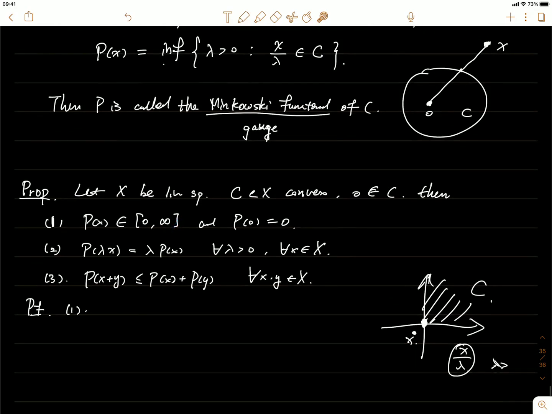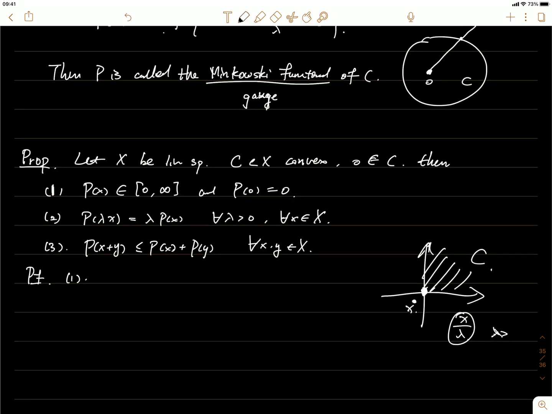Okay, so anything between could be possible, but it's always greater than or equal to 0. And when we look at 0, since 0 is already in C, you don't need to divide anything. 0 divided by lambda is always in C because it's always equal to 0. So when you take the infimum for lambda, you just get 0. That's why this is true.